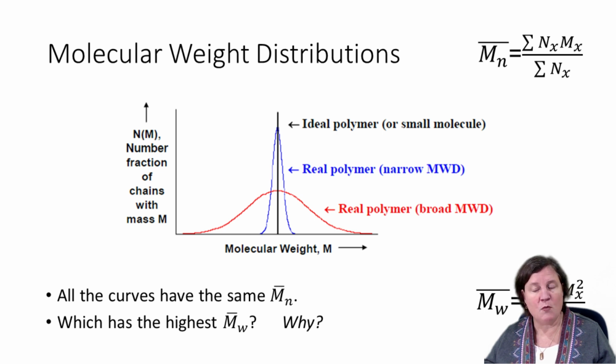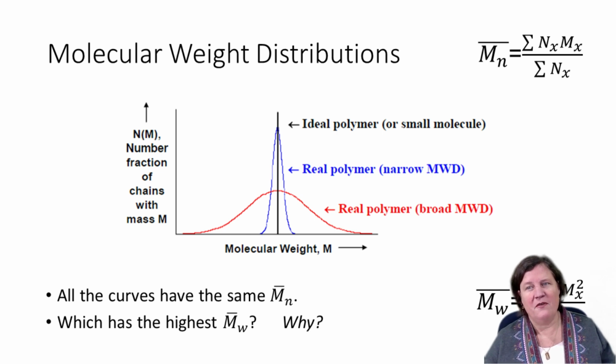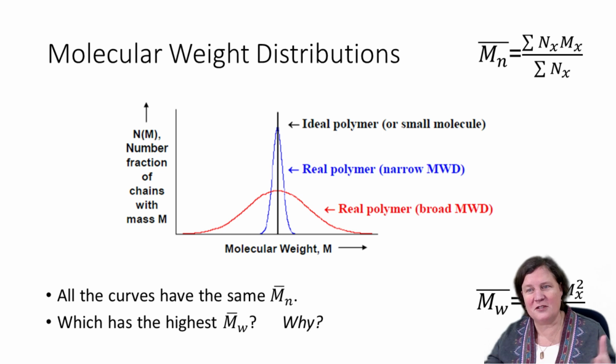All three of these curves happen to have the same number average molecular weight. Would they have the same weight average? No, because that distribution is different, and they have a different amount of higher molecular weight chains, so that weight average molecular weight is going to be different.